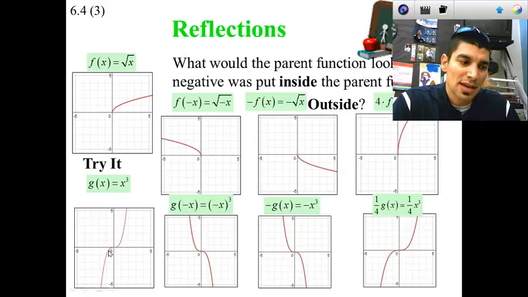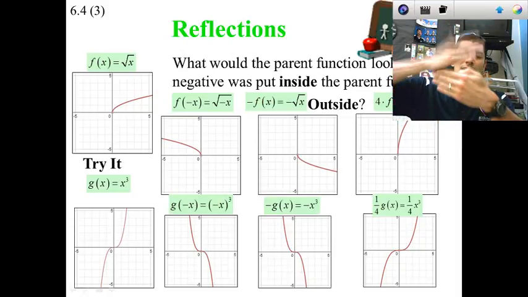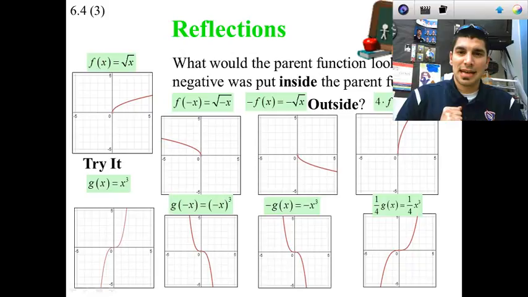And where it was a negative 1, x is negative 1 to the third, it had a negative 1 value. When I put the negative out front, it ends up becoming a positive. So this one here, we're actually reflecting about the x-axis. So I'm making sure that you understand that.